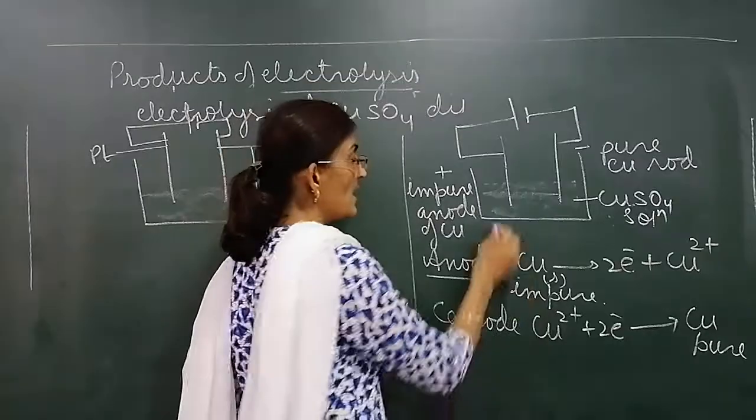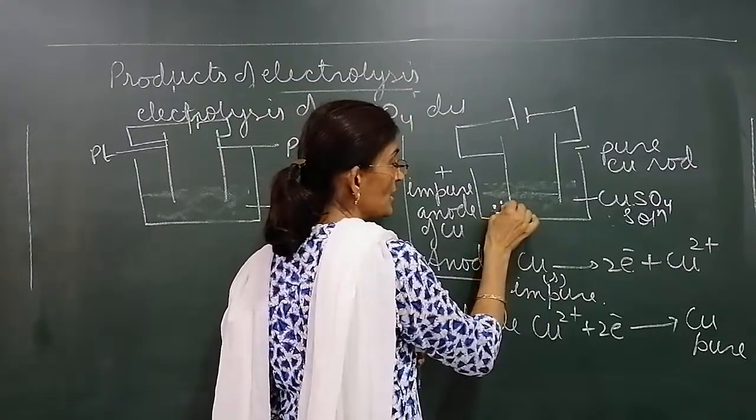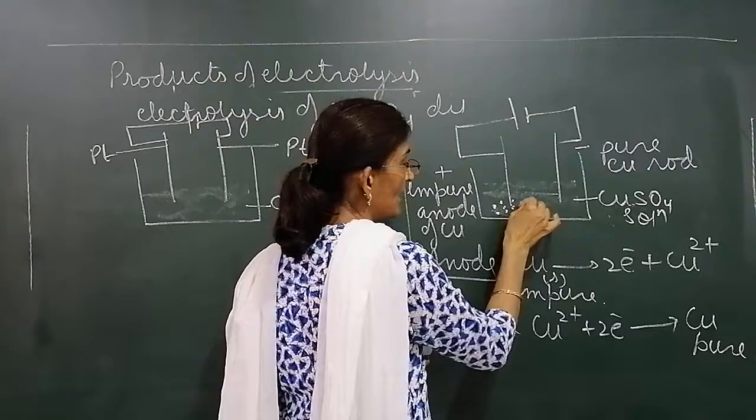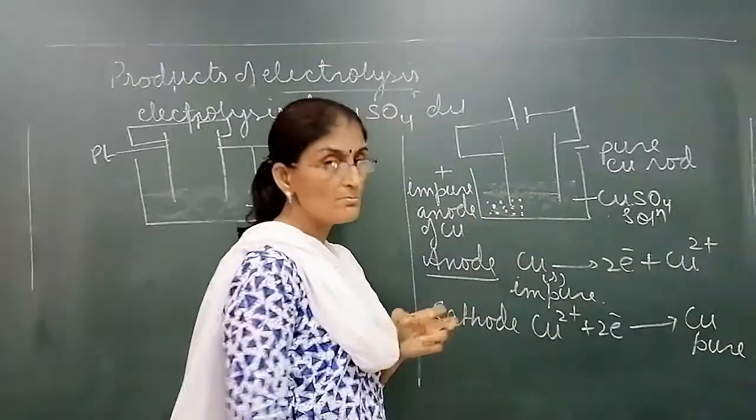Impurities present in this are silver and gold, which are precious. They are called impurities but they are precious metals. They will deposit as anode mud.